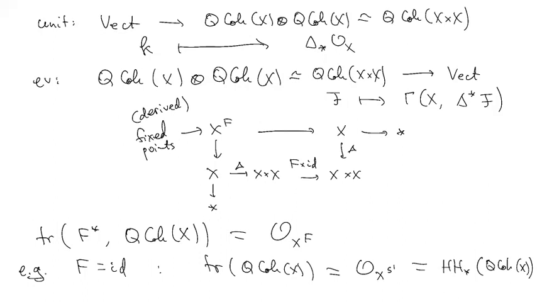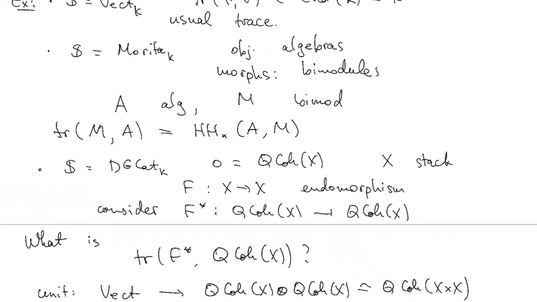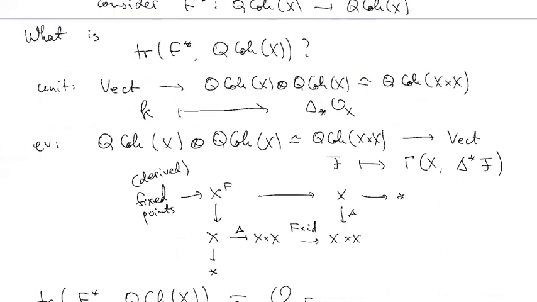Sorry, so the trace was supposed to be an endomorphism of the unit object, right? Oh, well, in this case, the unit object is Vect. Right. I'm sorry. Yes, very good. So even in this case, when I was just looking at algebras and bimodules, this is as endomorphisms of one, but this is the category of vector spaces. Right. I see. And this is also endomorphisms of the unit, which here is the category of vector spaces.